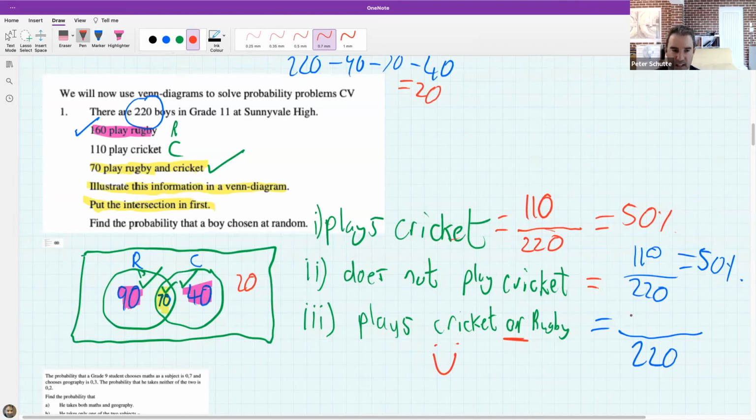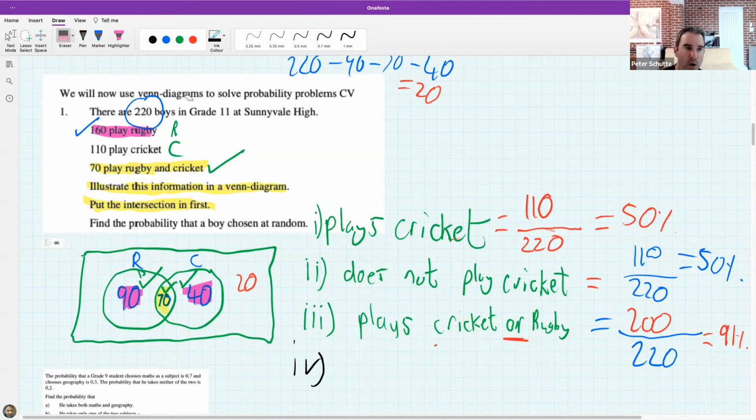So this or is the smiley face, which means everything that falls within the rugby circle or the cricket circle. So the probability would be 90 plus 70 plus 40, which is 200 out of 220. It's very, very likely you get someone who plays rugby or cricket. If I put it into decimals, it would be 0.9, or 91%.